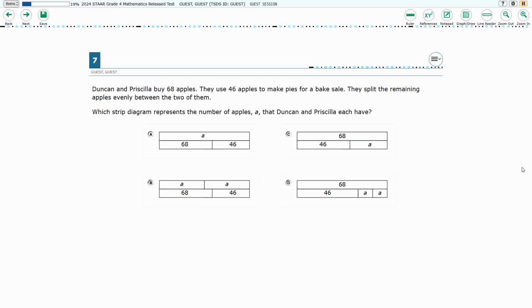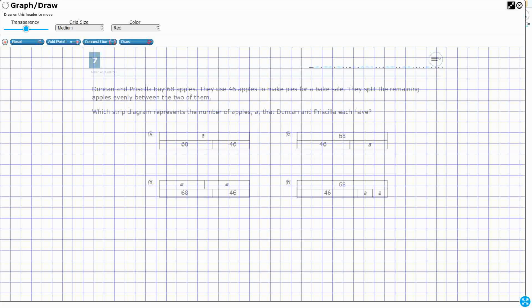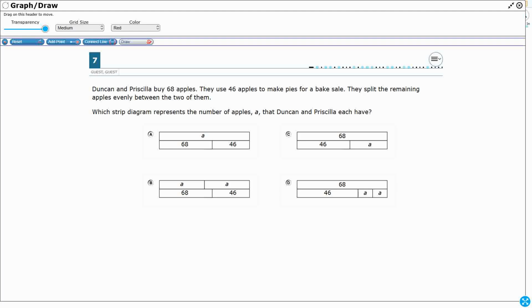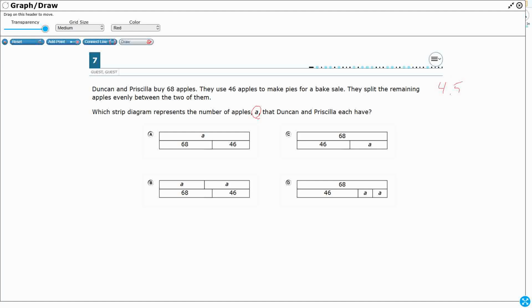For number 7, we've got Duncan and Priscilla buying 68 apples. They use 46 to make pies for a bake sale, and then they split the remaining apples evenly between them. So we are representing an unknown quantity in this one. We're looking for A, that's our unknown quantity, and that's standard 4.5A.